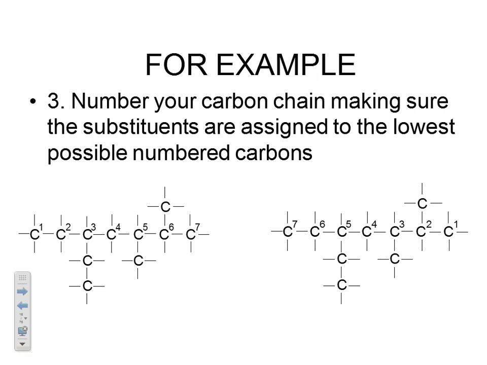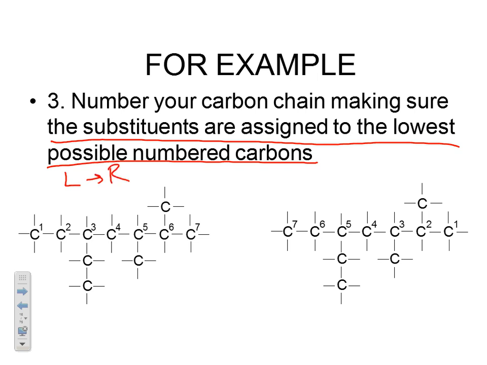Number your carbon chain, making sure the substituents are assigned to the lowest possible numbered carbons. You always have 2 choices for how you number the carbon chain. You can number your carbon chain left to right, which is shown here. So you notice I start with number 1 on the left and I end with number 7 on the right. Or you can number your carbon chain right to left. Again, this is shown here, starting with number 7 on the left and having number 1 on the right. And again, I'm simply focusing on the longest carbon chain. That's what we're numbering. We're not numbering the substituents. I'm just numbering the longest carbon chain.